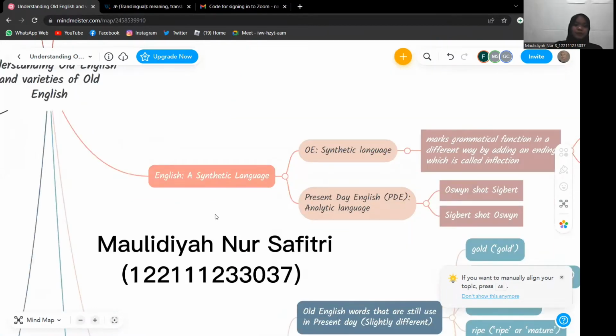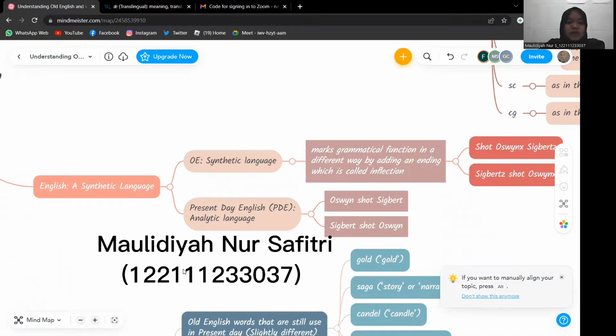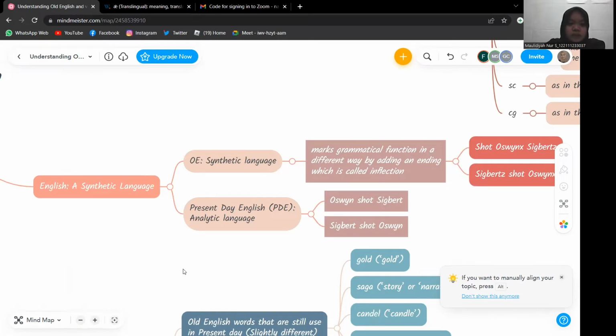So the next subtopic is Old English, a synthetic language. The main difference between Old English and present day English, or PDE, is that Old English is a synthetic or inflectional language, whereas PDE is an analytic or isolating language. So I want to explain about PDE first. In an analytic language, the grammatical functions of words and phrases are indicated by the order in which they appear.